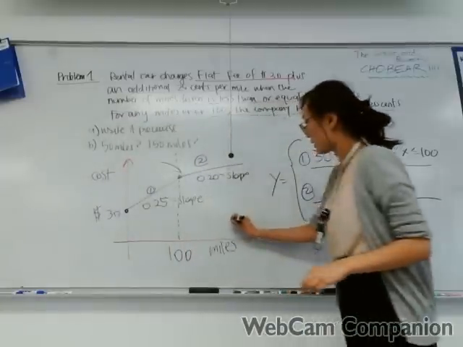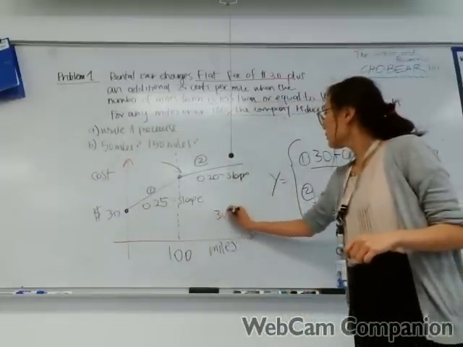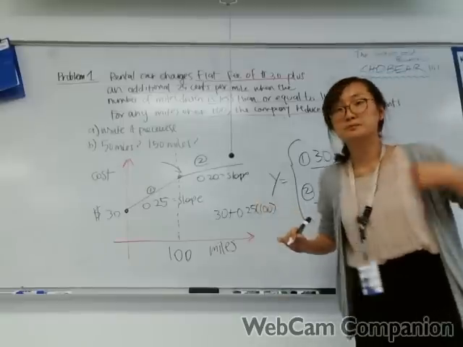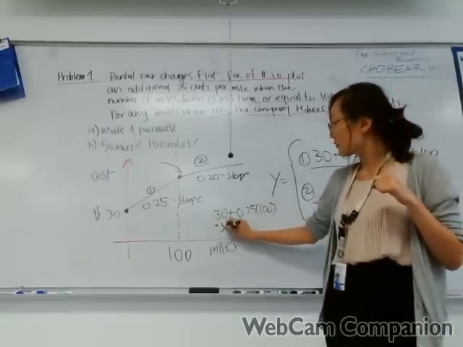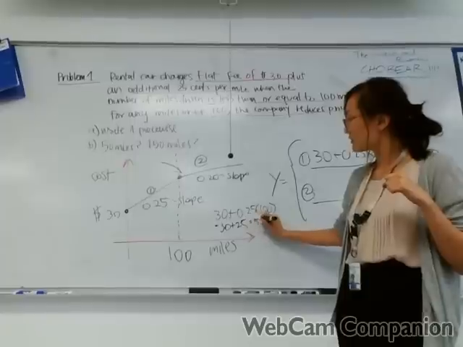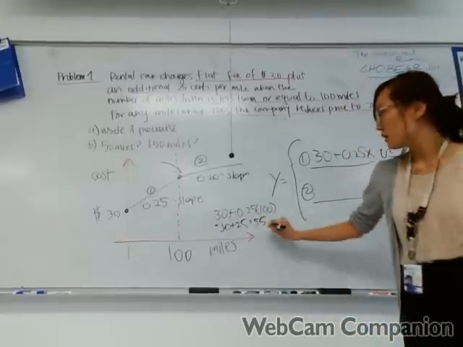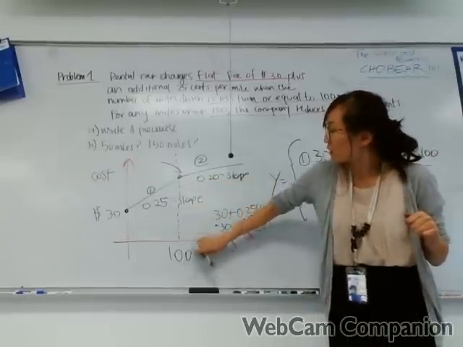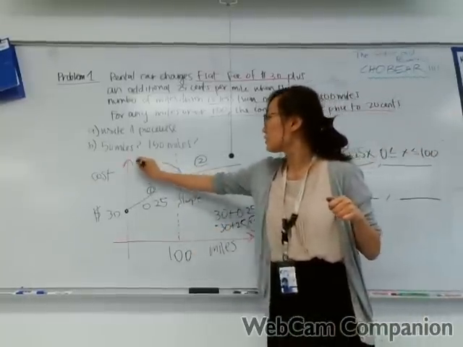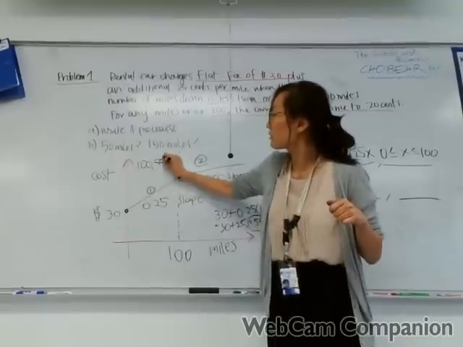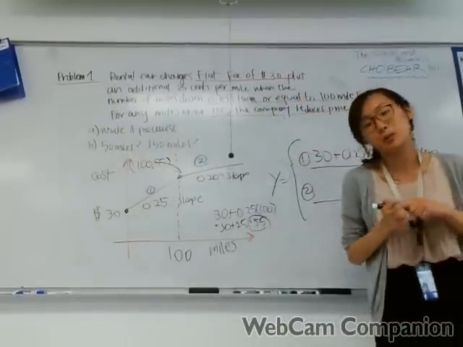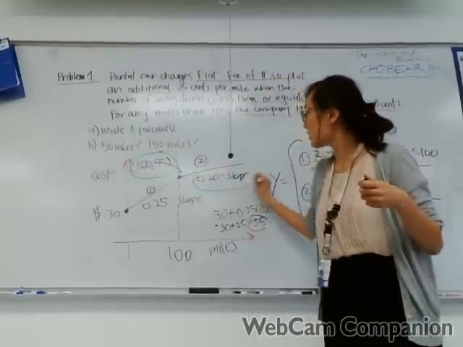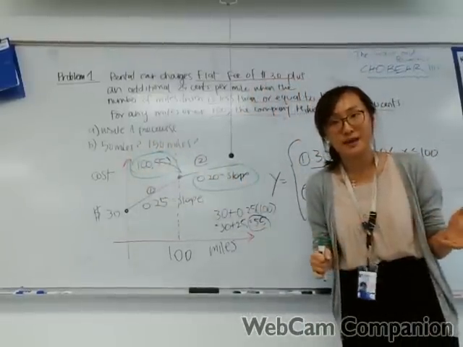So let's plug it in. 30 plus 0.25 times 100. You get 30 plus 25, or 55. So at 100, it doesn't start at 30 anymore. I paid 55. So my point is (100, 55). Now I know where it starts, and I know the slope. Now I can put this in general form and make an equation.